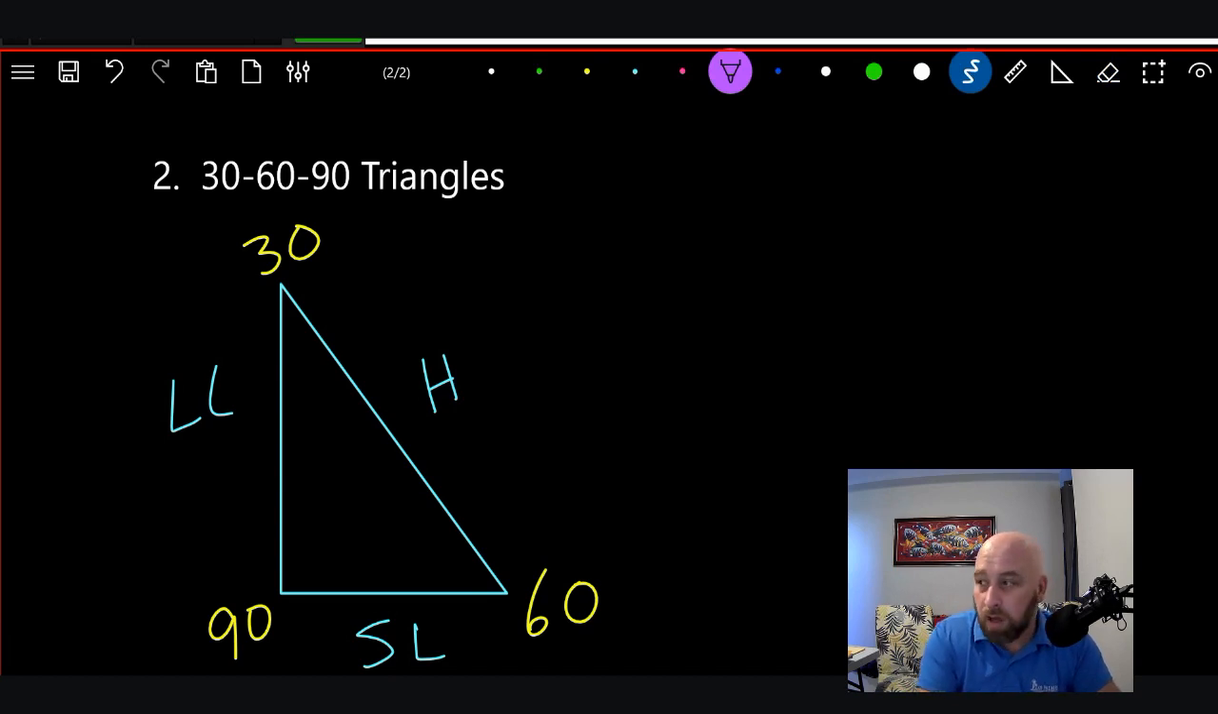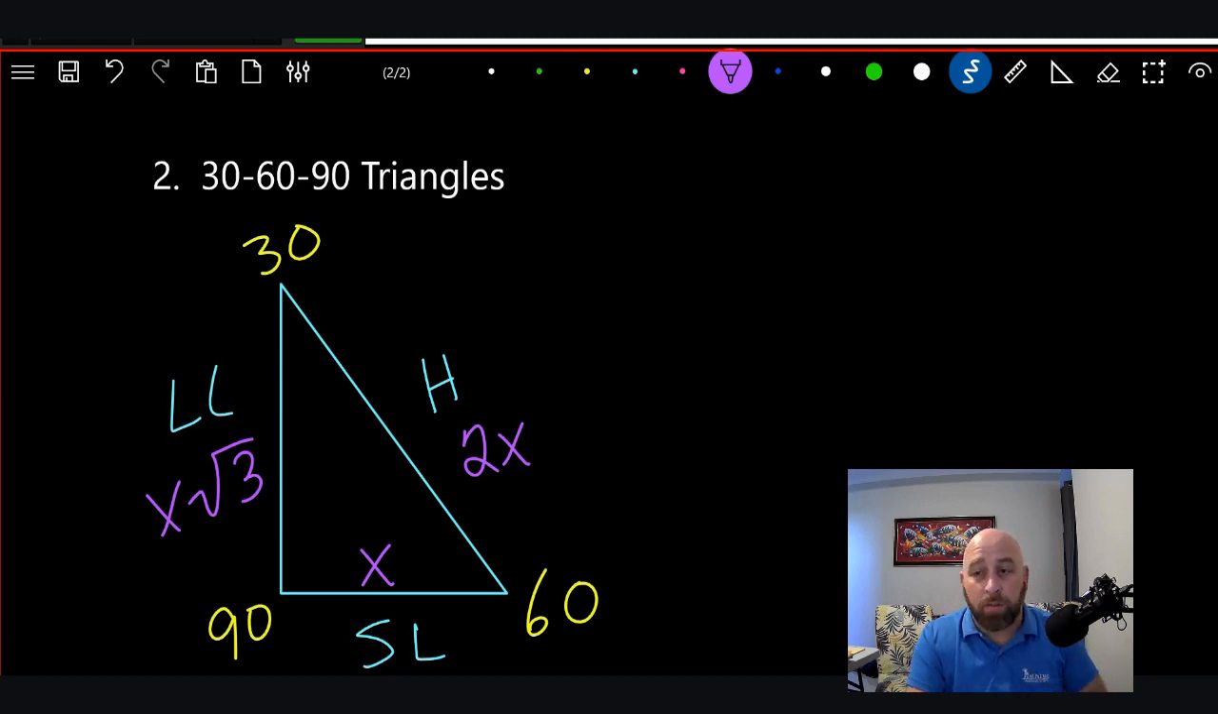Okay, so the long leg is going to be x square root of 3. The short leg is going to be our x. And the hypotenuse is going to be 2x. All right, so you would just go through and work the system just like you did. And these are all like little formulas. You just kind of plug them into the formulas.